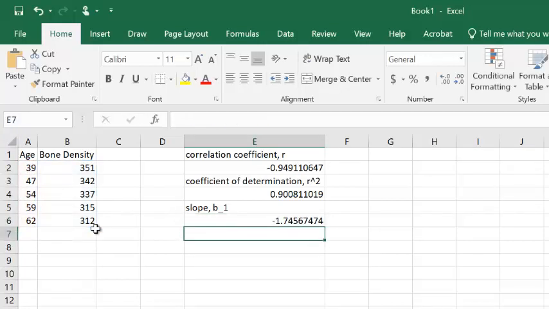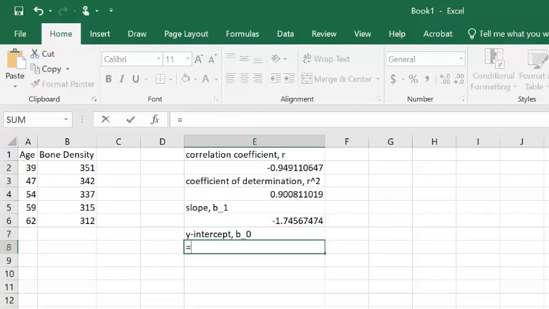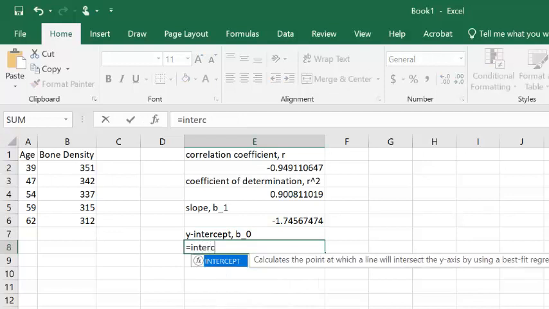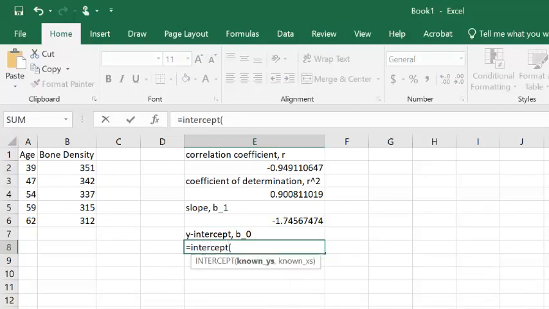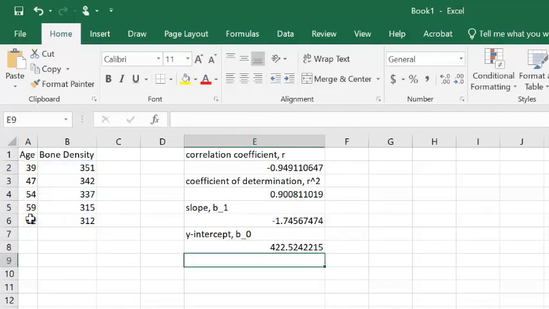So for my y-intercept, which our notation here is beta naught or b naught, I'm going to hit the equal sign to enter a formula, intercept, open the parentheses, and again, order is important here. I'm going to select my y's first, comma, and then my x's. So that will give you the correlation coefficient, coefficient of determination, slope, and y-intercept.